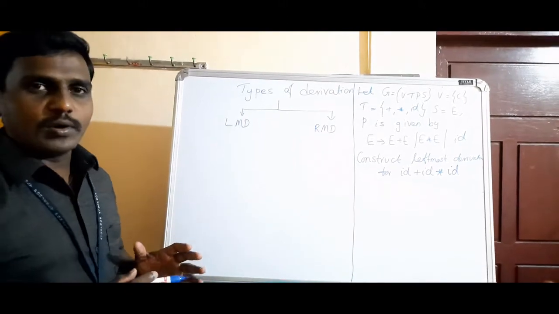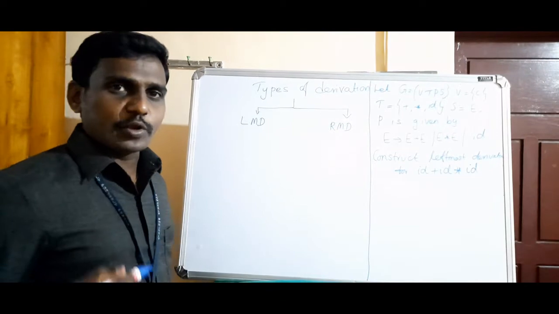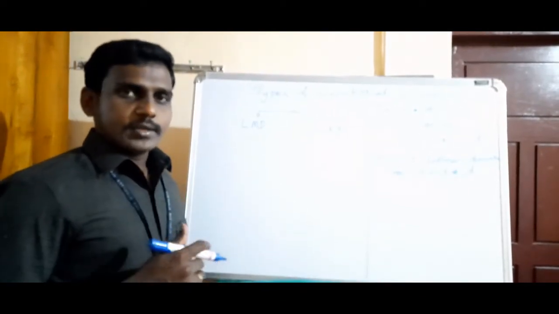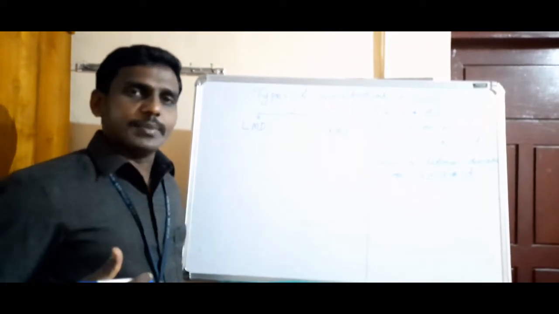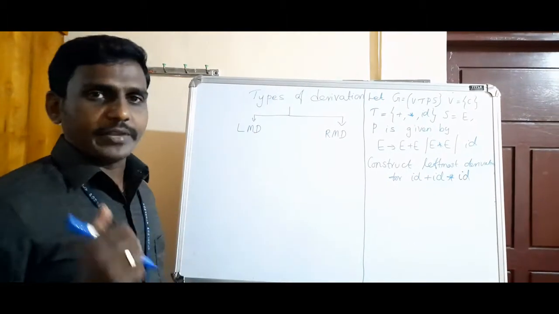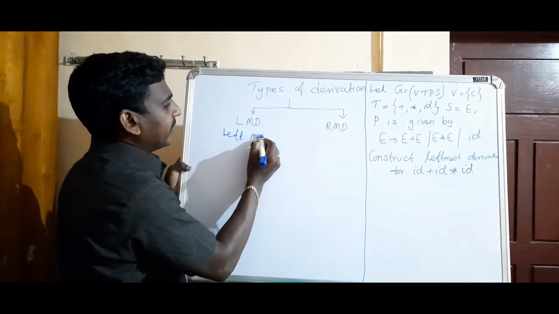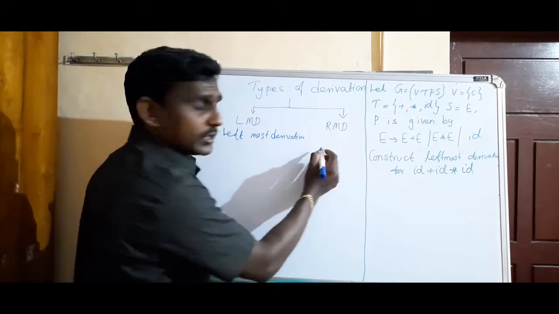In this video class, I am going to teach you about types of derivation. In the last video class I taught you what is grammar and what is derivation. The definition of derivation, you have to remember, is expanding the start symbol until the given string is reached. There are two types of derivation. One is leftmost derivation, and another one is rightmost derivation.